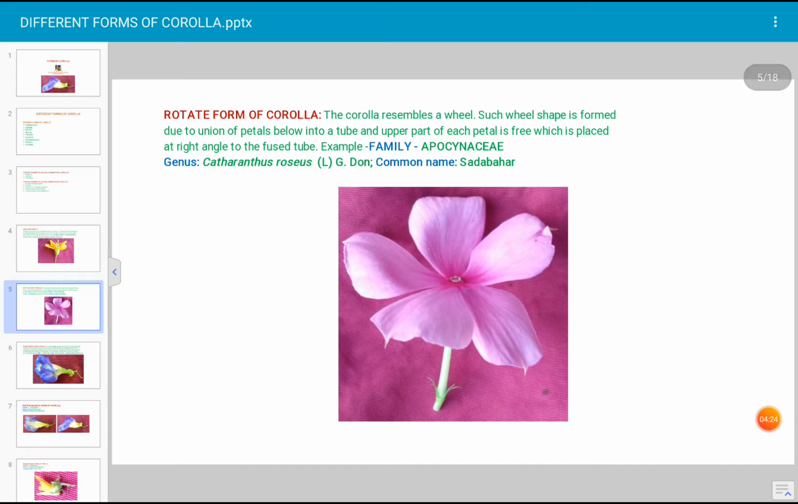Next form of corolla is the rotate form of corolla. The corolla resembles a wheel. Such a wheel shape is formed due to the union of petals below into a tube-like structure, and the upper part of the petal is free, which is placed at a right angle to the fused tube. Such a form of corolla occurs in plants of the family Apocynaceae. For example, Sadabahar. The botanical name of Sadabahar is Catharanthus roseus.